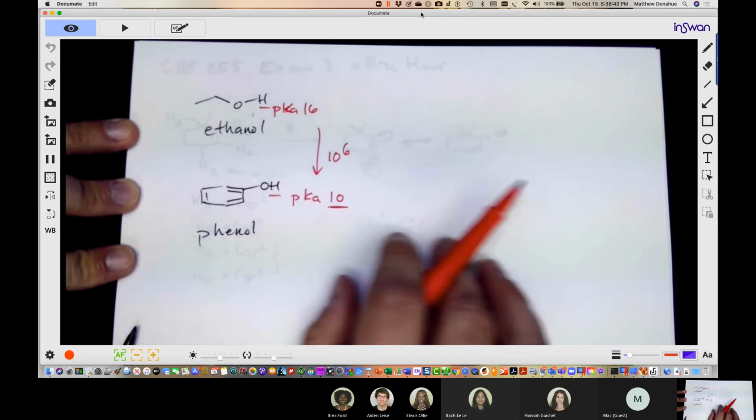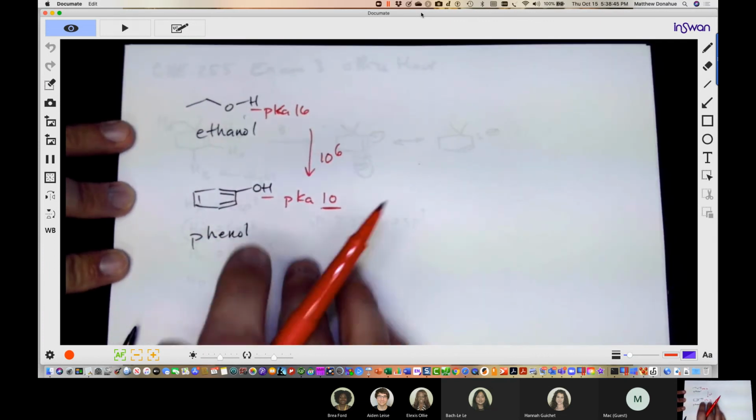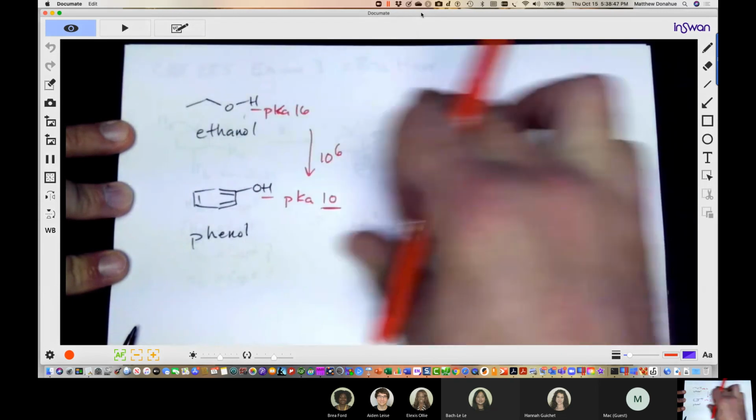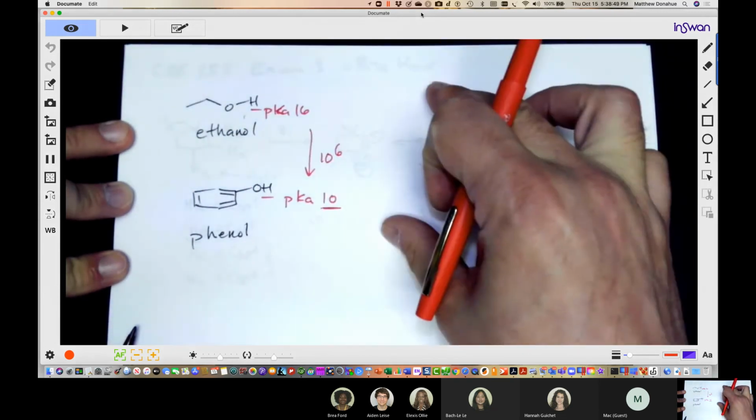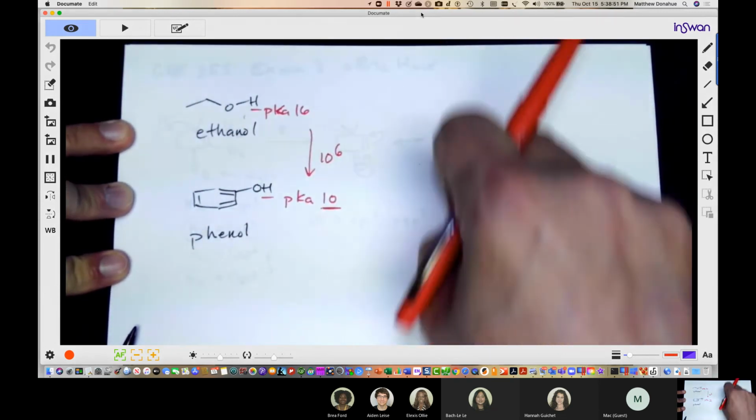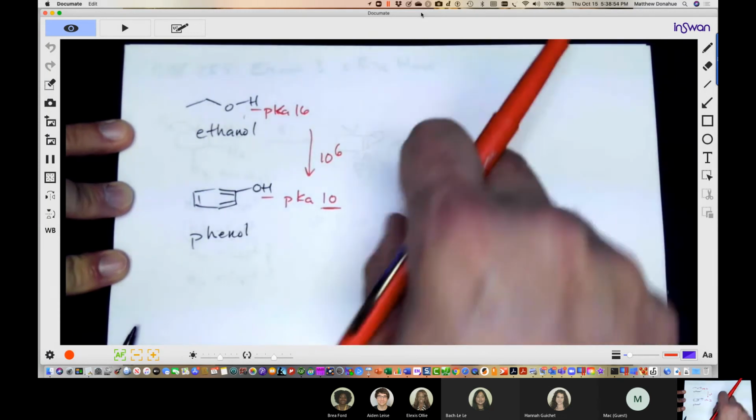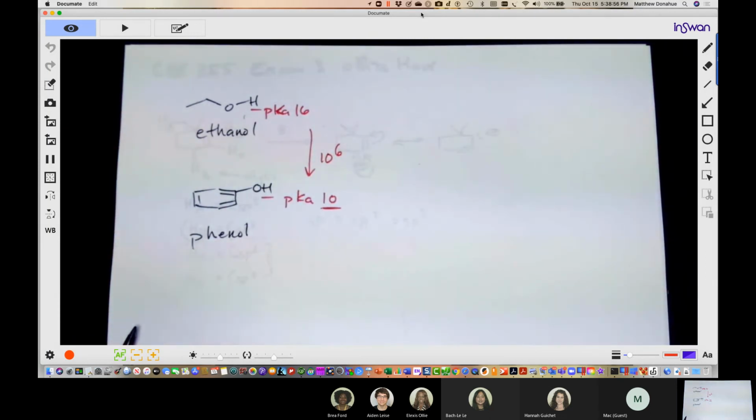So can you think of a reason why that is? What I want you to do is draw the reaction of each of these with a base. Draw the conjugate base that is formed after the hydrogen is deprotonated. It's not induction. It's something else.